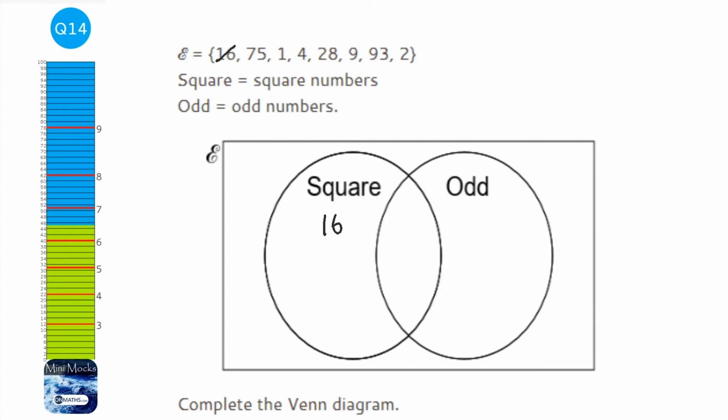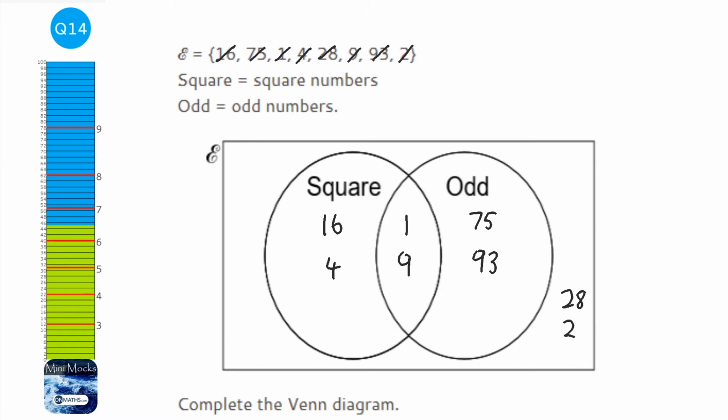75. Now 75 is not a square number, but it is odd. So I'm going to put that there. Now 1 is a square number and it's odd, so that's going to go in the middle. 4 is a square number, but it's not odd. 28 is not a square number and it's not odd, so that's going to go out here. 9 is a square number and it's odd, so that's going to go there. 93 is not a square number, but it is odd. And 2 is not a square number or odd, so that's going to go on the outside here.